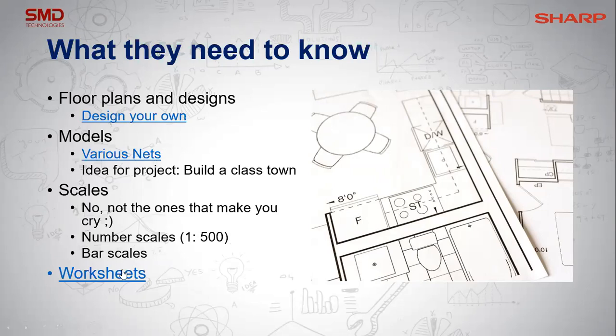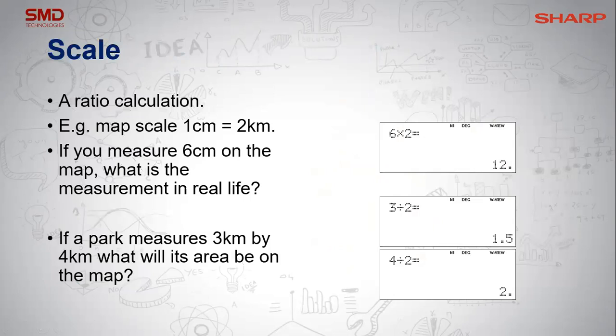Okay, and then I have linked to Maths at Sharp with the worksheets there on the topic of maps, plans, and representations. Then with scale, it's basically a ratio calculation. So they need to understand the basics of ratio. So if your scale is 1 centimeter to 2 kilometers and you measure 6 centimeters on the map, so you're going from the small one to the big one, so we multiply. So it's going to be 6 times 2 will give me 12.